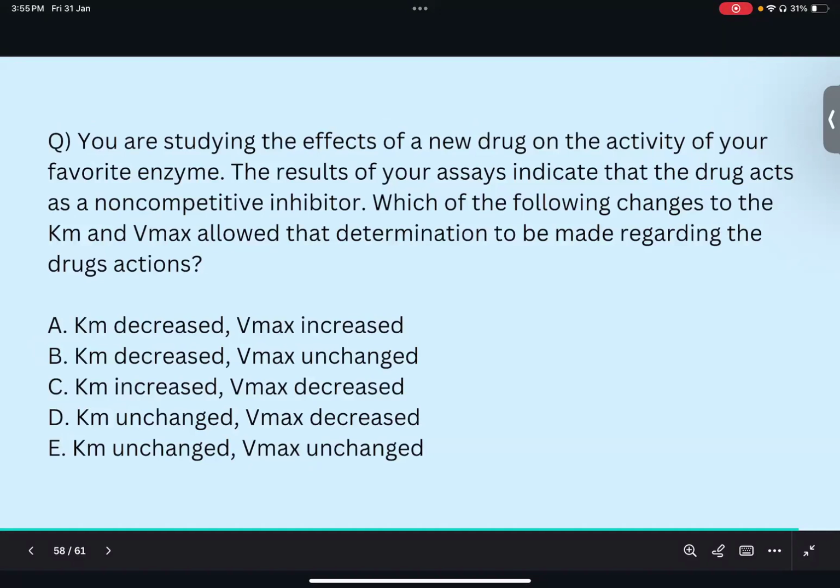You're studying the effects of a new drug on the activity of your favorite enzyme. The results of your assay indicate that the drug acts as a non-competitive inhibitor, as we said. Which of the following changes to the Km and Vmax allowed the determination to be made regarding the drug's action? We said non-competitive inhibitors are associated with a decrease in what? The Km is unchanged, but the Vmax is decreased.